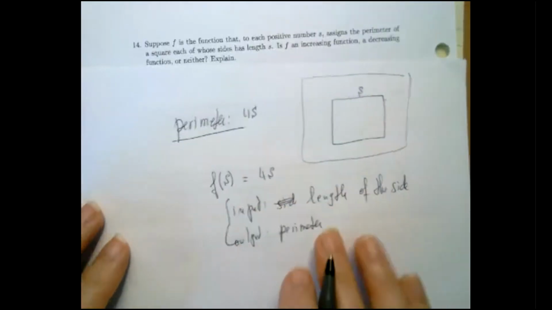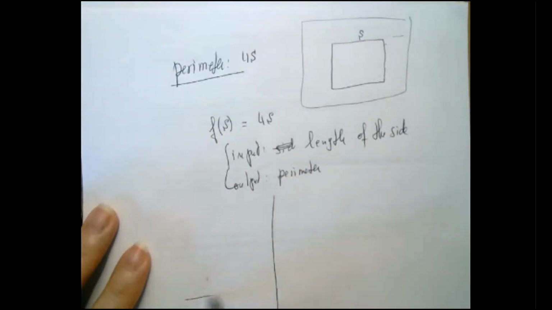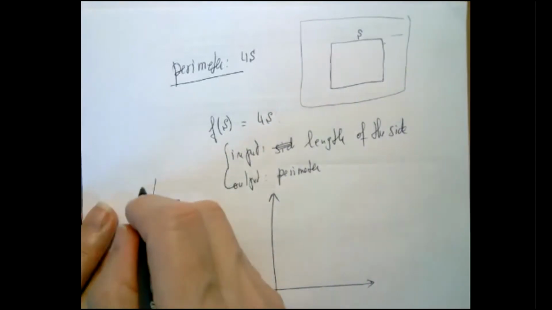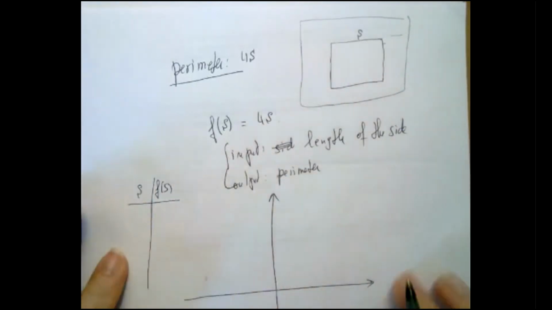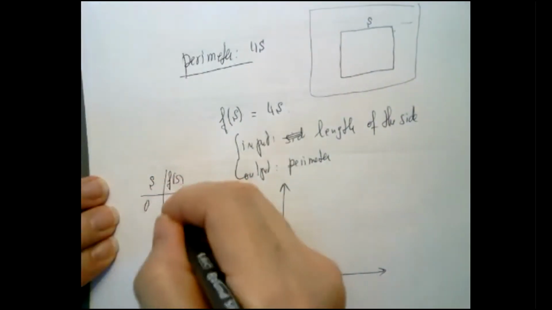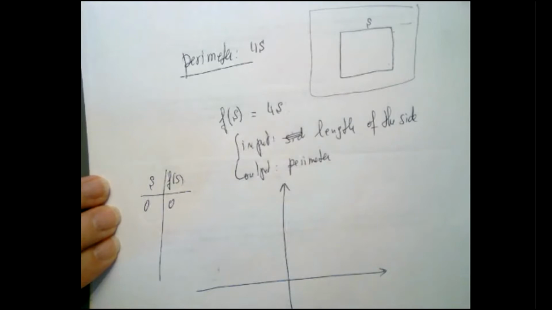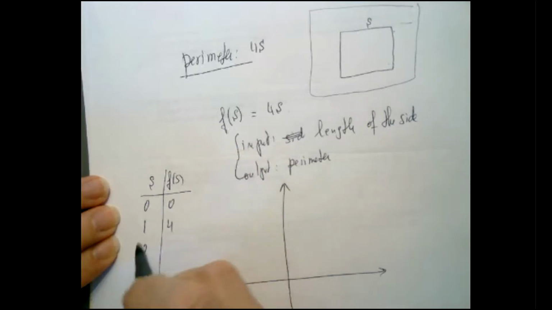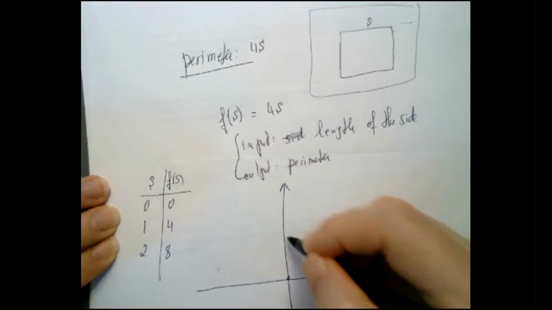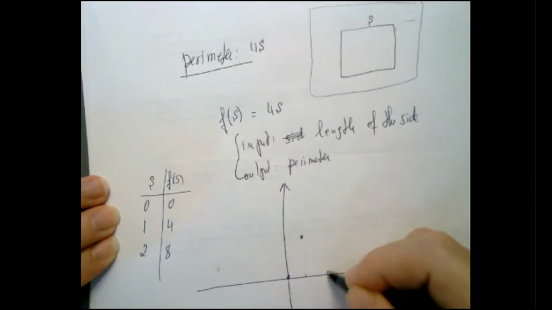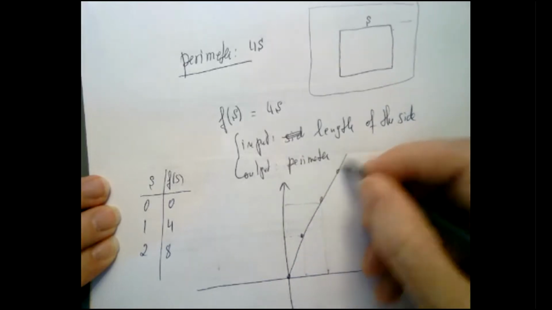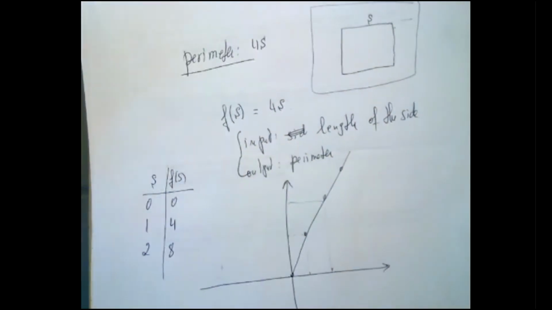And if you graph this, just to make sure, if you sit down and start graphing, what does it mean? It means I take this line and I put s and f of s, and I start plotting points. For example, 0 is 0, because if the length is 0, of course the perimeter is 0. If the side is 1, it's 4. If the side is 2, the perimeter is 8. So we can see that definitely this is going to be a straight line, and the graph is increasing. Okay?